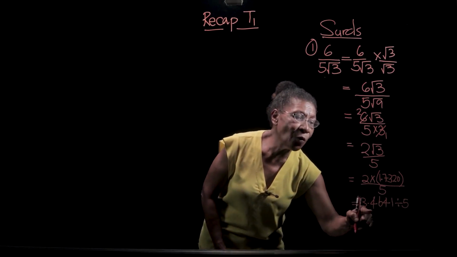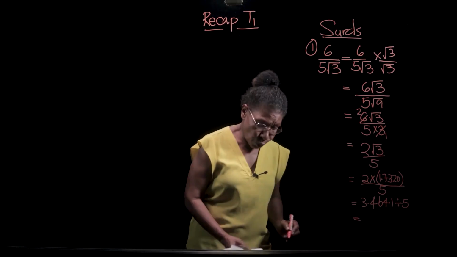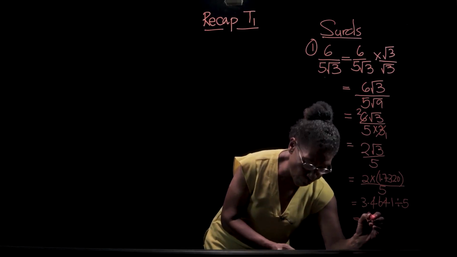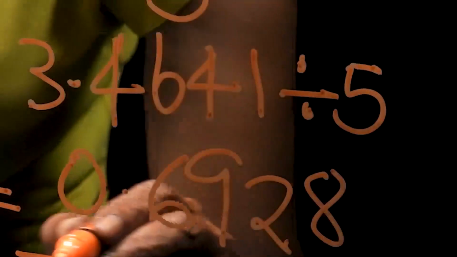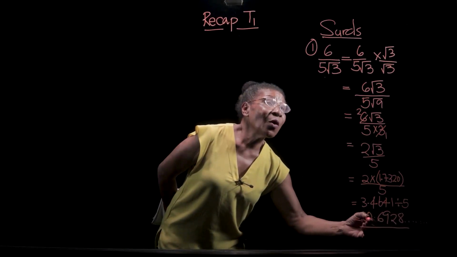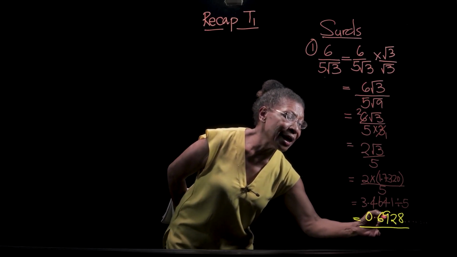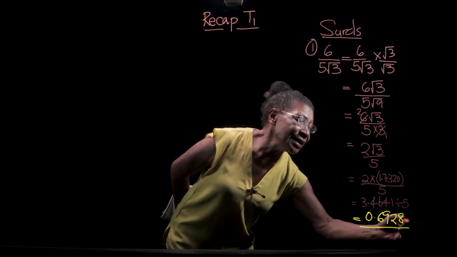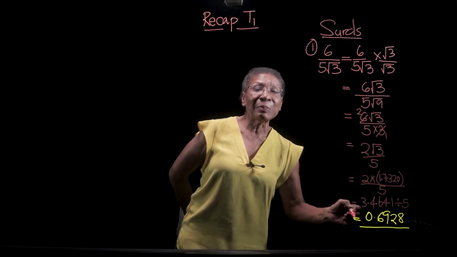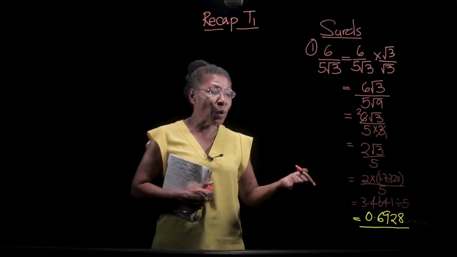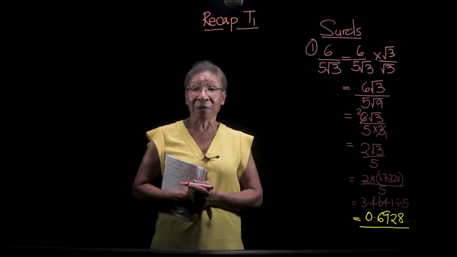Dividing 3.4641 by 5, it would give me a value of 0.6928. The value of 6 over a denominator of 5 root 3 is 0.69288, and it continues on infinitely. That is only an example on surds. There are more examples where you can use to help to solve the topics on surds.